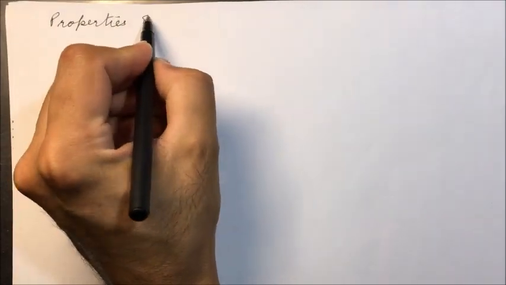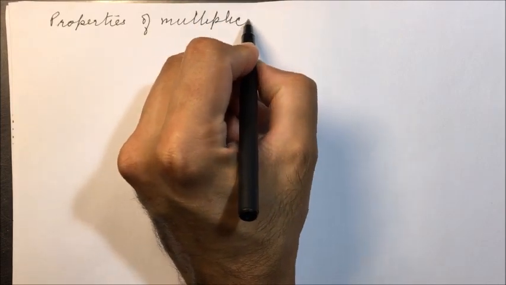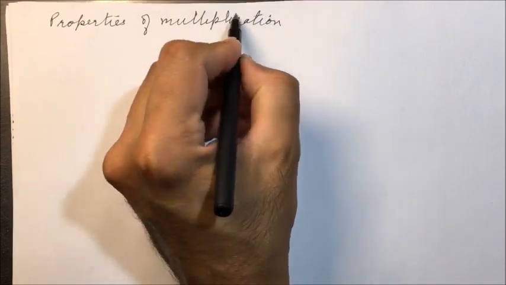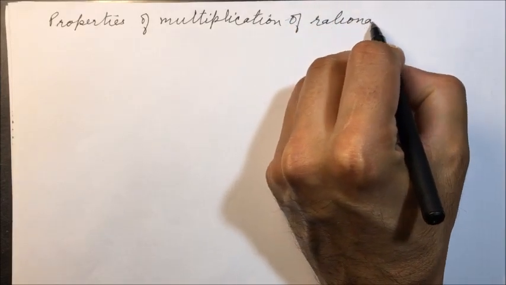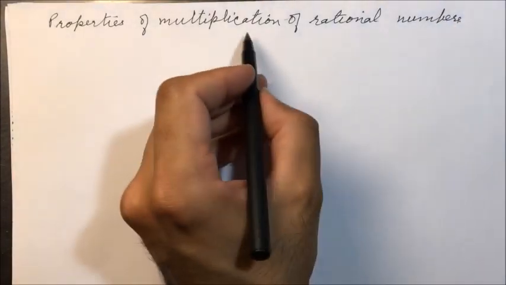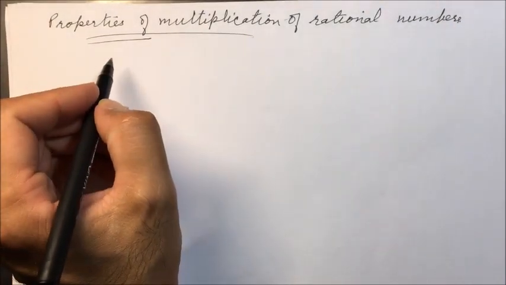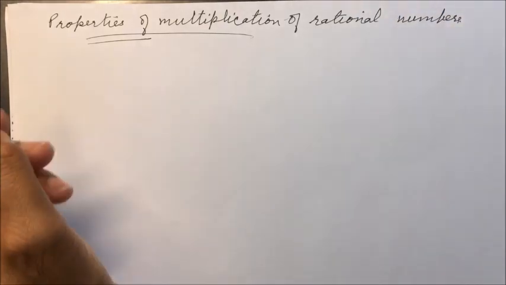Hello, so we have been discussing properties of multiplication of rational numbers. So we will have a brief idea again about the multiplicative inverse. We will be discussing multiplicative inverse a little bit again.